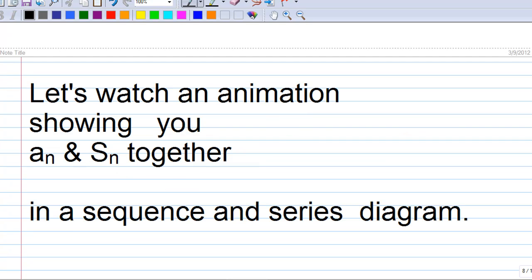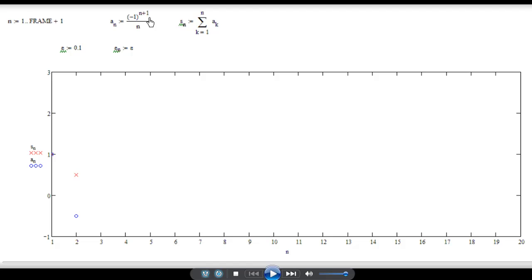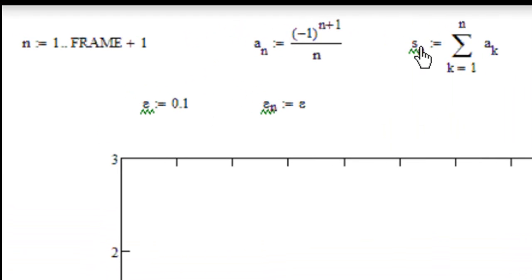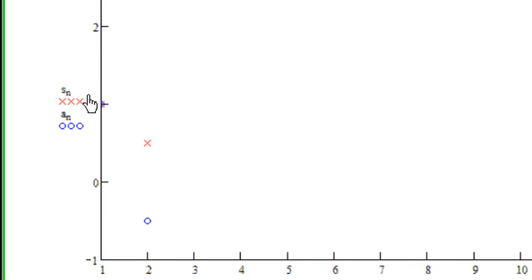Now let's watch an animation showing you the a_n and s_n together in a sequence and series diagram. This animation will show you the sequence and the series in the same diagram. The sequence is minus 1 power n plus 1 over n, and the sequence of partial sum, s sub n, summing up the sequence a_k, k from 1 to n. The blue dot here is showing you the term of a sequence, and the red cross showing you the partial sum. Let's watch the animation.